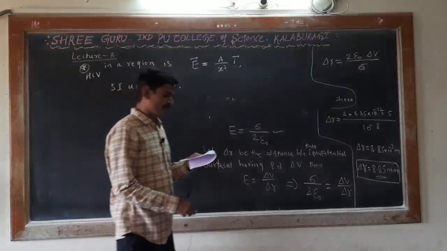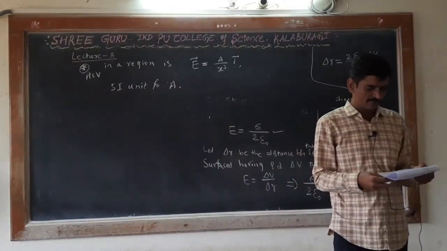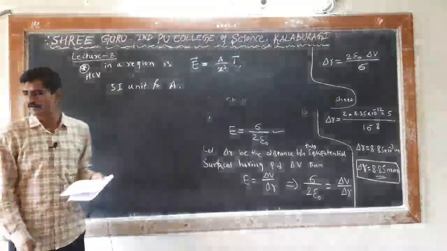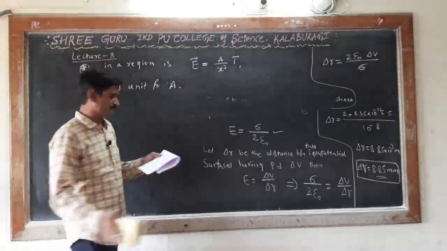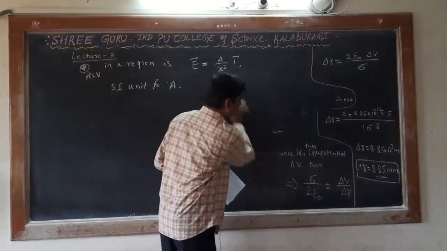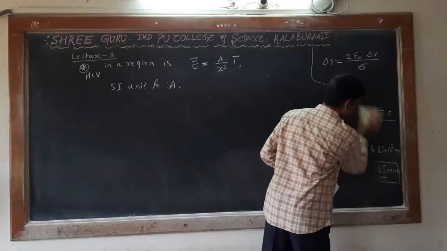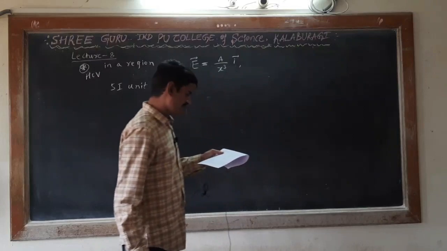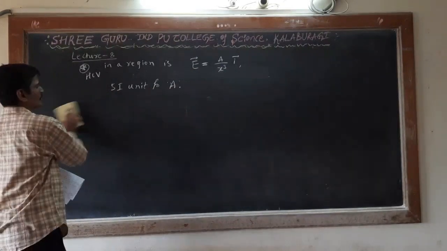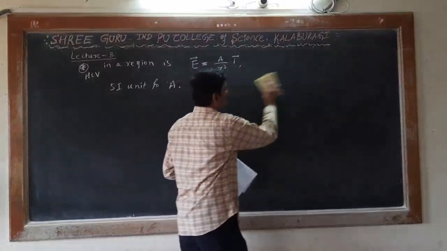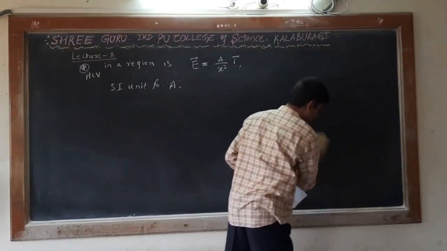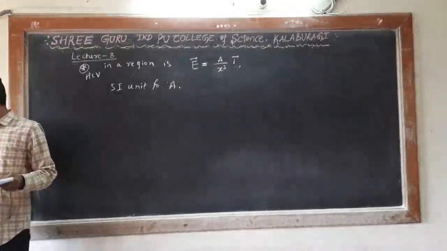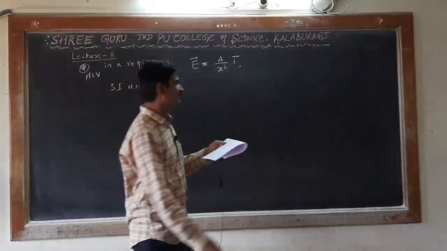Write an expression for the potential in the region. Write an expression for the potential in the region. Write an expression for the potential in the region. Assuming the potential at infinity to be 0. Assuming the potential at infinity to be 0. Assuming the potential at infinity to be 0. Assuming the potential at infinity to be 0.